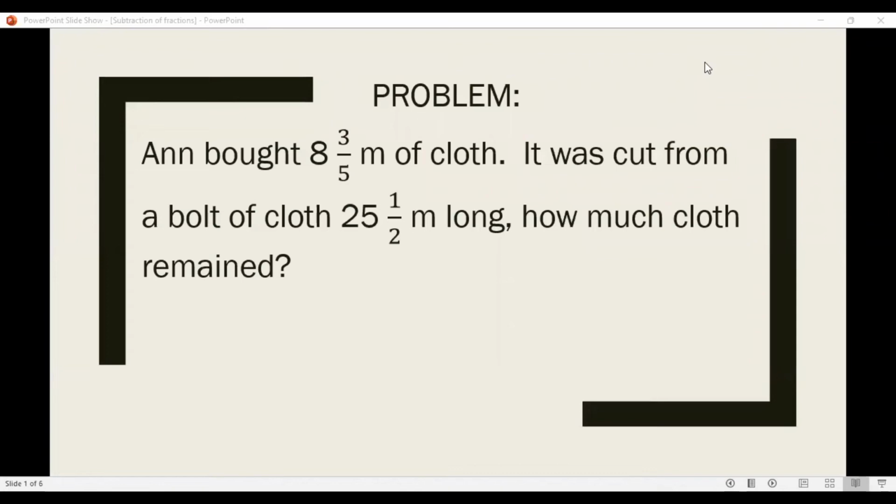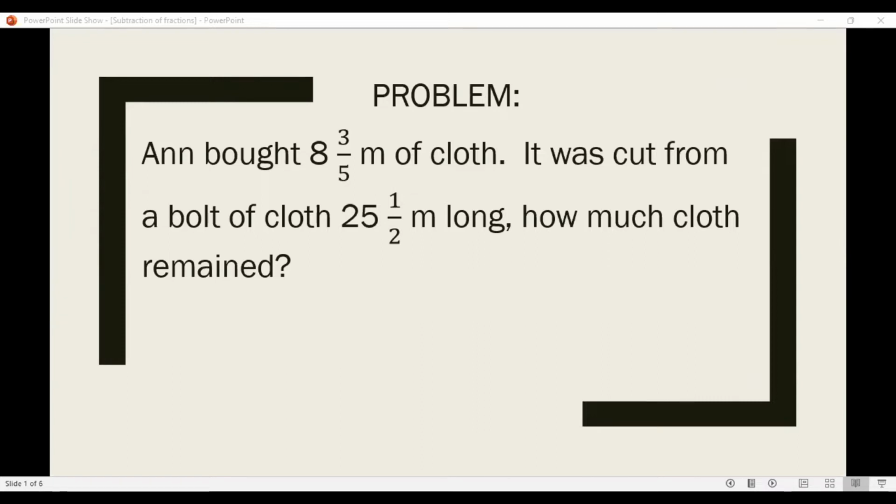Let's deal with some problems regarding subtraction of fractions. So Anne bought 8 and 3/5 meters of cloth. It was cut from a bolt of cloth 25 and 1/2 meters long. How much cloth remained? So this is a problem that involves subtraction of fractions.